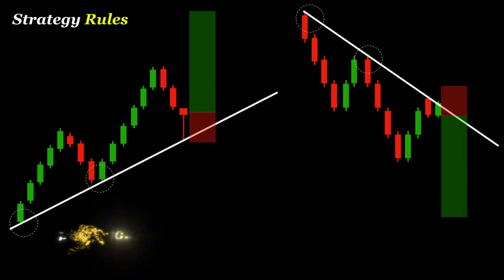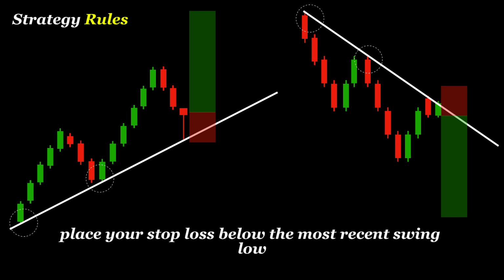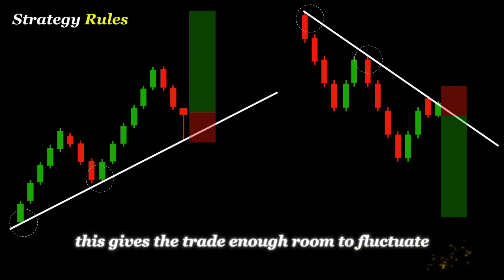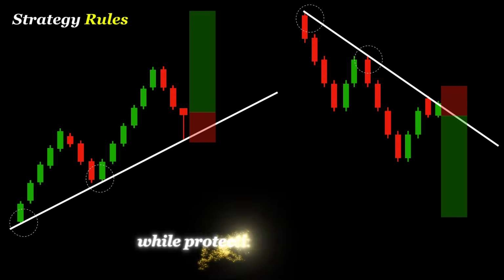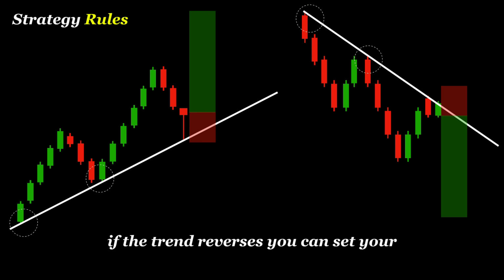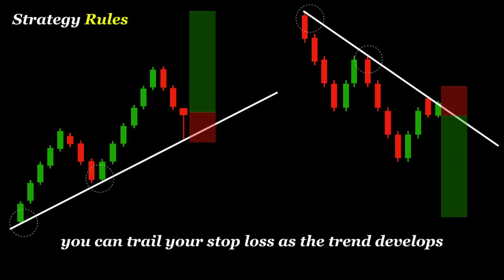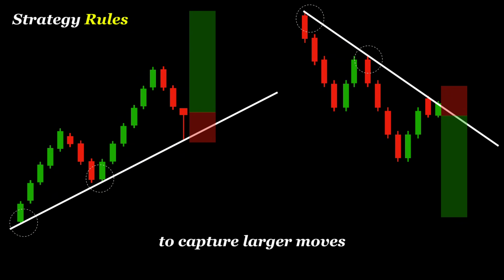For long trades, place your stop loss below the most recent swing low. For short trades, place it above the most recent swing high. This gives the trade enough room to fluctuate while protecting your capital if the trend reverses. You can set your take profit at the next major support or resistance level. Alternatively, you can trail your stop loss as the trend develops to capture larger moves.